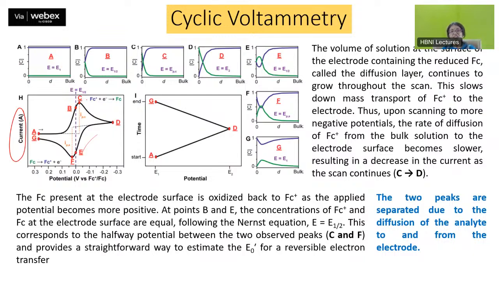So in this particular case, E is going to be E half, and this corresponds to the halfway potential between the two observed peaks, that is between C and F. So this is the halfway potential, this particular potential. And this provides a very straightforward way to estimate the E0 dash for a reversible electron transfer. So the two peaks are separated. Why? Due to the diffusion of the analyte to and from the electrode.